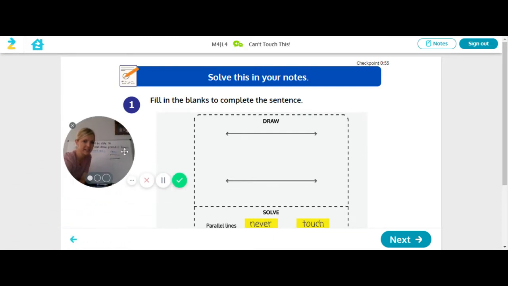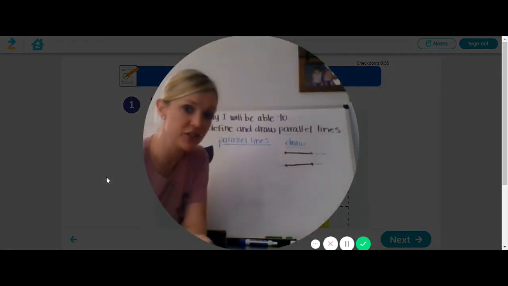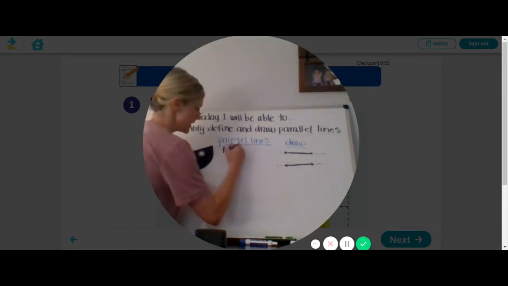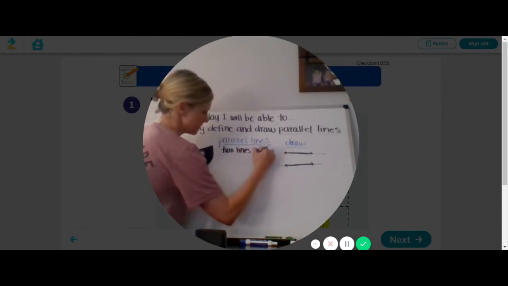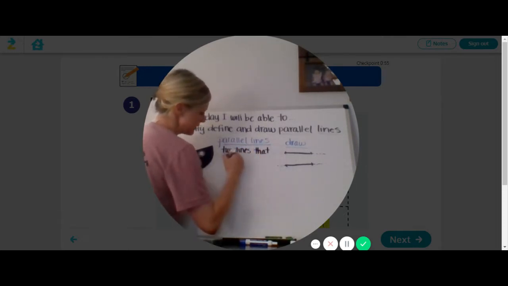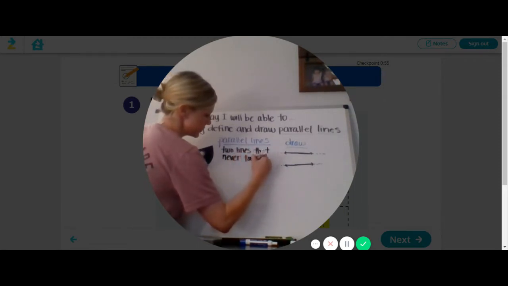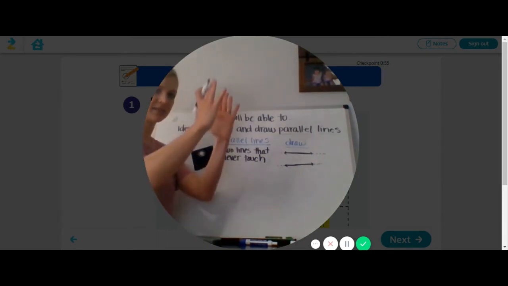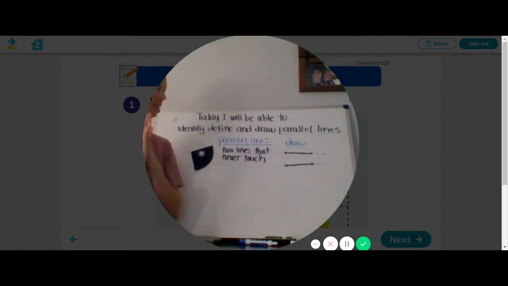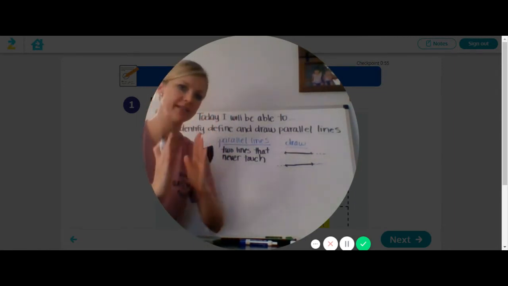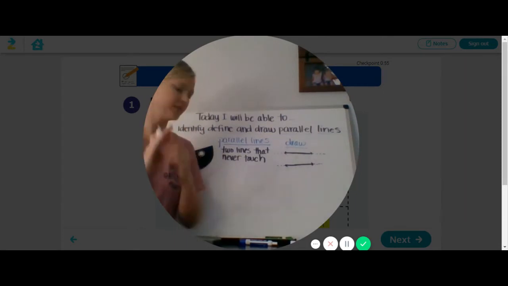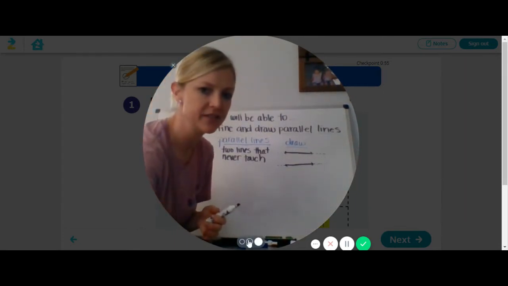So scholars, let's go ahead and stop right there and let's jot down that definition that we just heard, and let's define parallel lines. In your notes, please write two lines that never touch. Two lines that never touch. Like two roads, two lanes on the highway. Two sides of a train track. They keep going, but they never, ever touch. Okay, let's go ahead and continue, scholars.